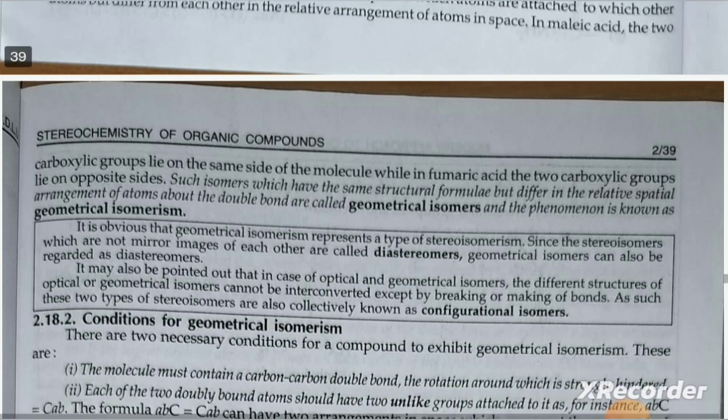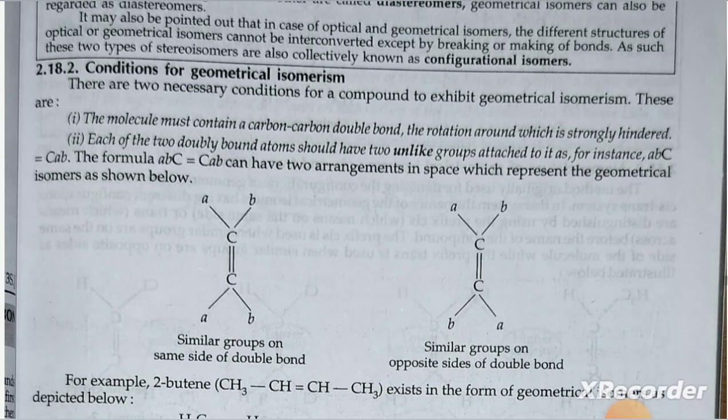Condition for geometrical isomerism. There are two necessary conditions for a compound to exhibit geometrical isomerism. First, the molecule must contain a carbon-carbon double bond, the rotation around which is strongly hindered. Second, each of the two doubly bonded atoms should have two unlike groups attached to it. For instance, abC=Cab. The formula abC=Cab can have two arrangements in space which represent geometrical isomerism as shown below: similar groups on the same side of the double bond, and similar groups on the opposite sides of the double bond. For example, 2-butene exists in the form of geometrical isomers as depicted below.